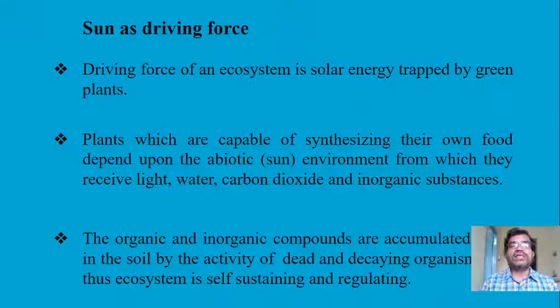And we all know that the sun is the main energy source. So the sun is the driving force for any ecosystem and the energy of the sun is trapped by the plants. So they are the group of organisms that can trap the energy from the sun, and by making use of other substances they can form food, they can synthesize food. So these organic and inorganic compounds that are accumulated in the plant and the animal are again acted upon by the microorganisms, and this results in the self-regulation and self-sustenance of any ecosystem.